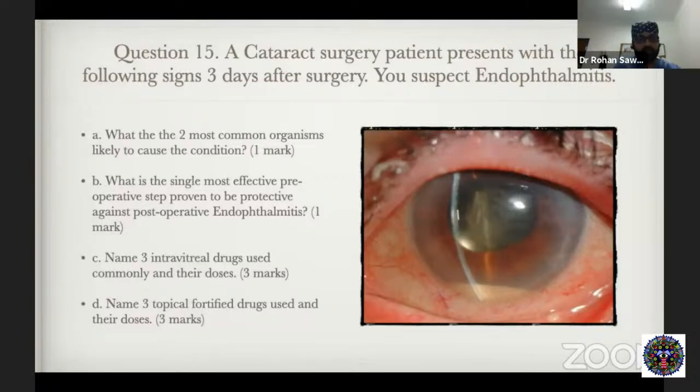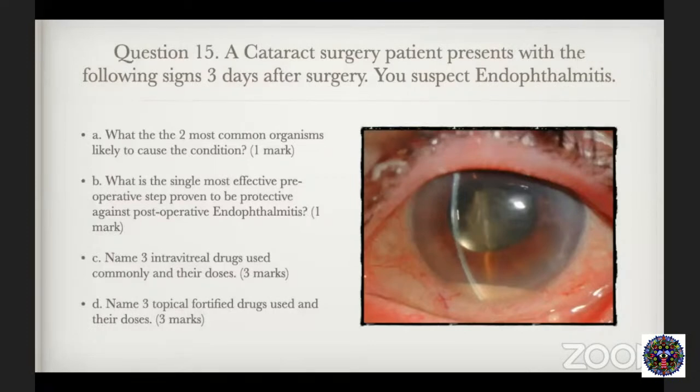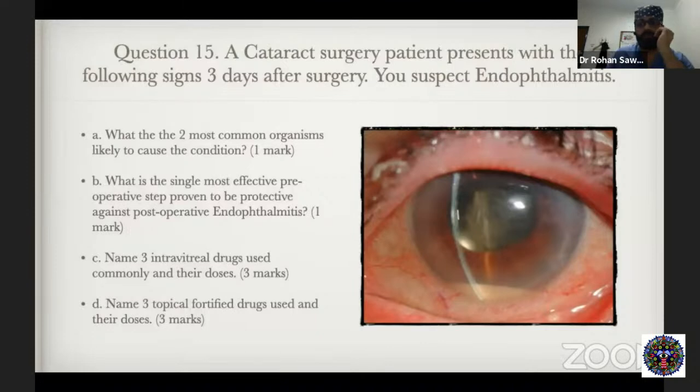Three intravitreal drugs used commonly to treat this condition. Vancomycin, ceftazidime. Ceftazidime would be 2.25 milligrams in 0.1 ml. Vancomycin would be 1 milligram in 0.1 ml. Any other drug? There were 3 drugs. Imipenem. Go for amikacin probably, 0.4 milligrams in 0.1 ml.